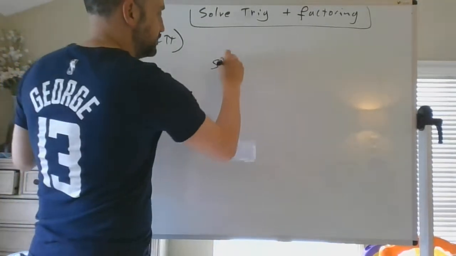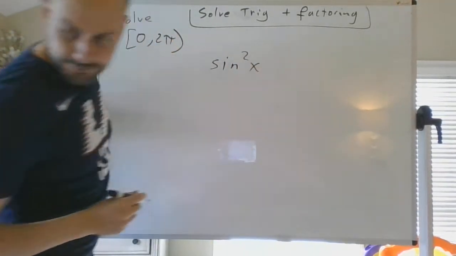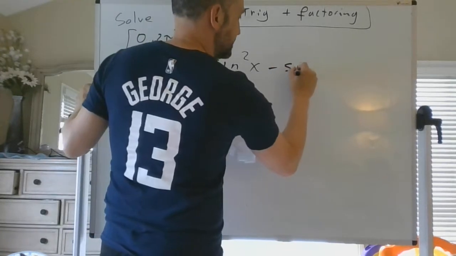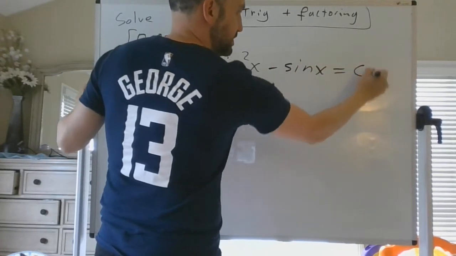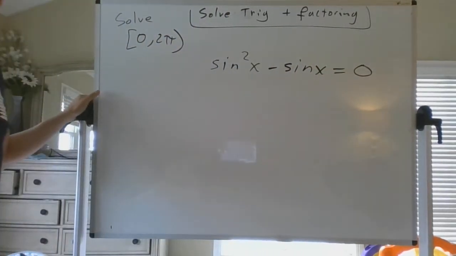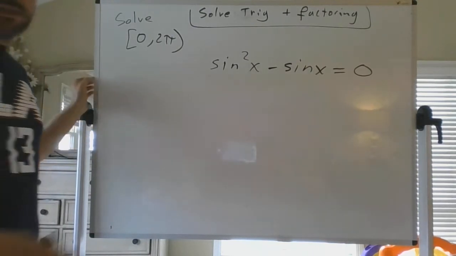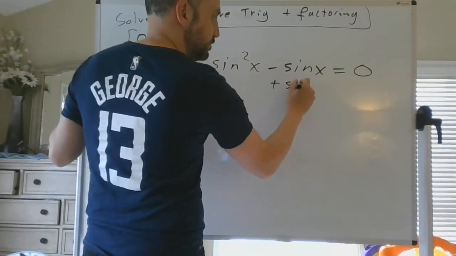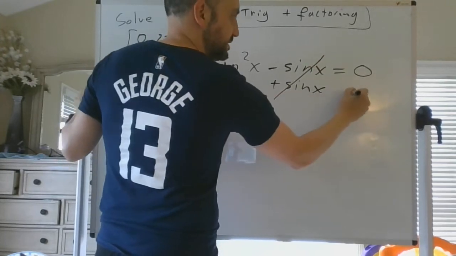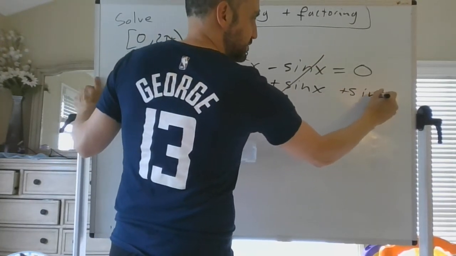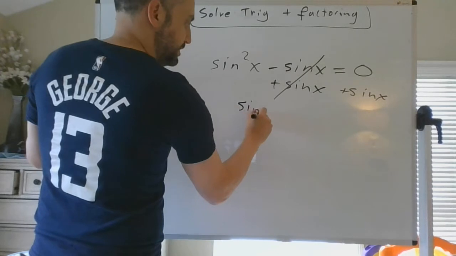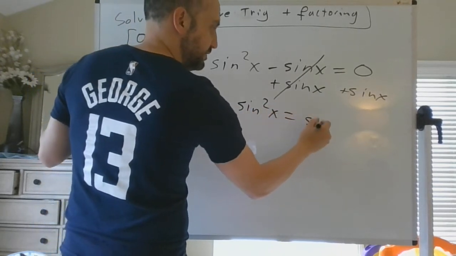Okay, so let's solve sine squared x minus sine of x equals 0. Well, I can try something on this, and I've seen people do this. This is a very important one because I've seen people do this. Here's what I'm going to do. I'm going to add sine of x over here. This is what I get: sine squared x equals sine of x.